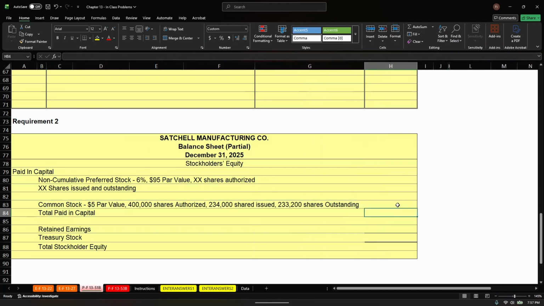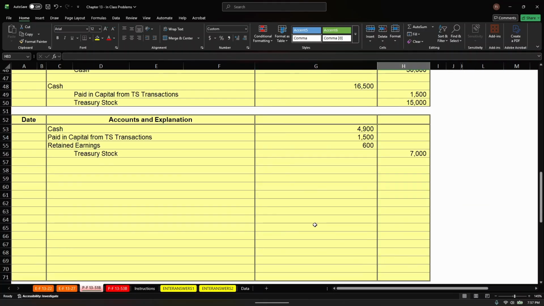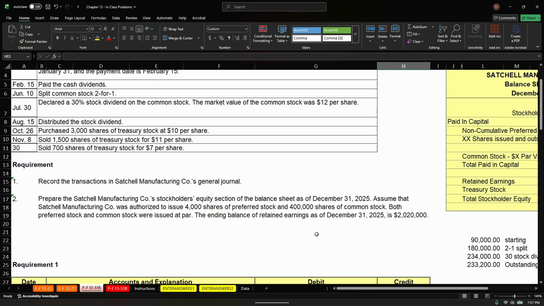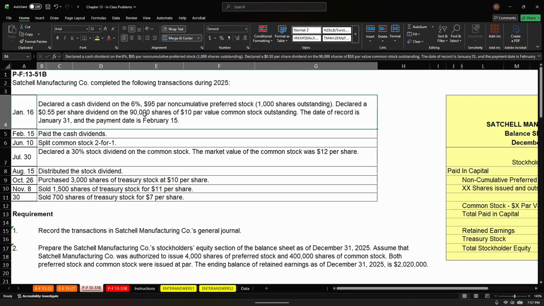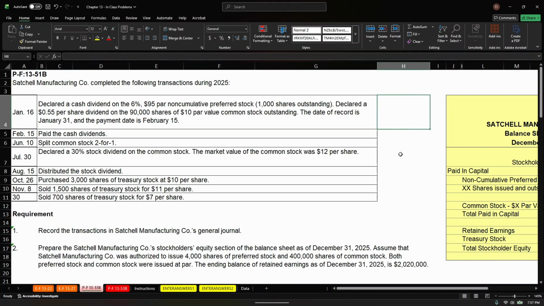Now the question is, what is the dollar amount? Okay, so there's some additional information here. It says both preferred and common stock were issued at par. Okay, so I can see that initially these 90,000 shares of common were issued at $10 of par value. So if I looked at my balance initially for common stock, it's going to start off at 900,000 because it's telling me I issued them at par. Okay, so this is the dollar amount that's first there.